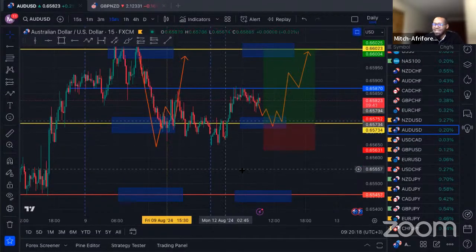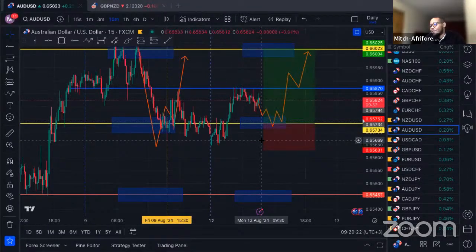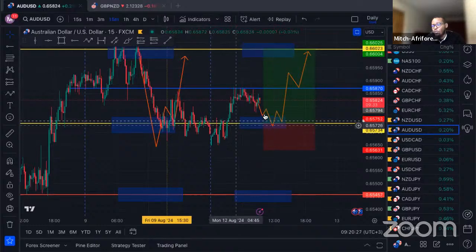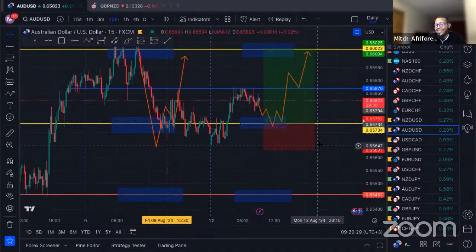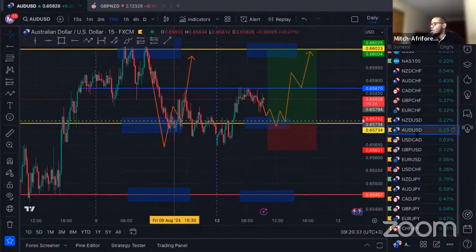What you can do is potentially even just set an alert within such a location. You don't necessarily need to be sitting in front of your computer the whole time. If you do hear your alert ringing, then you can see and identify how the market ends up reacting for a potential buy. So I hope that's clear on the Australian dollar against the US dollar.